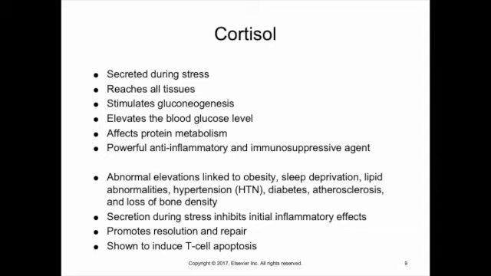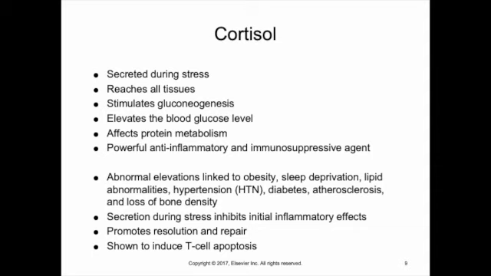It's going to stimulate gluconeogenesis. And this is when the production of glucose from a non-carb source, such as an amino acid or fatty acid, is affected by cortisol. So our blood glucose is going to increase, providing our body with more available energy during stressful situations.